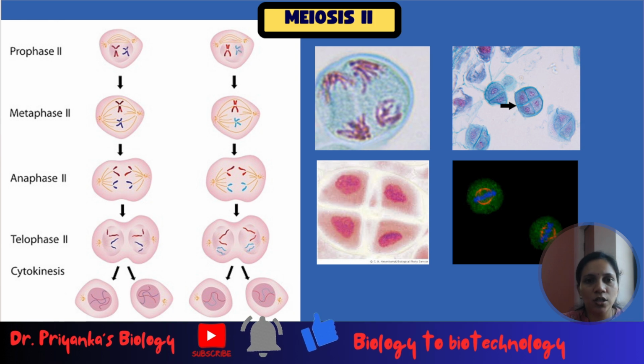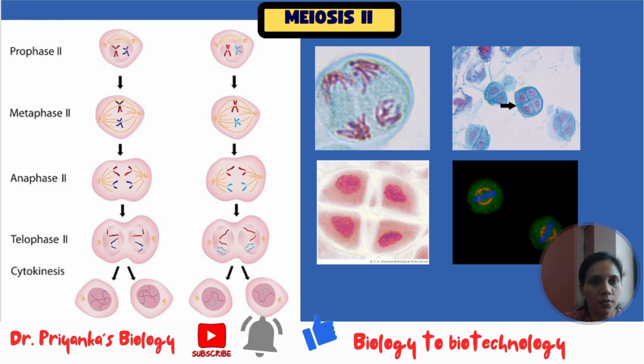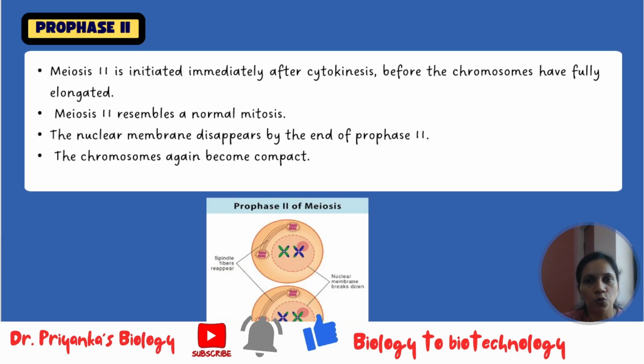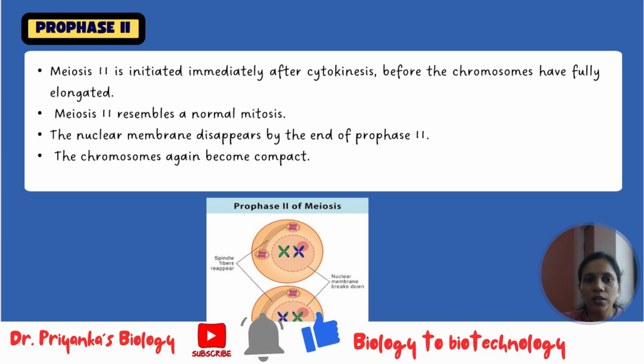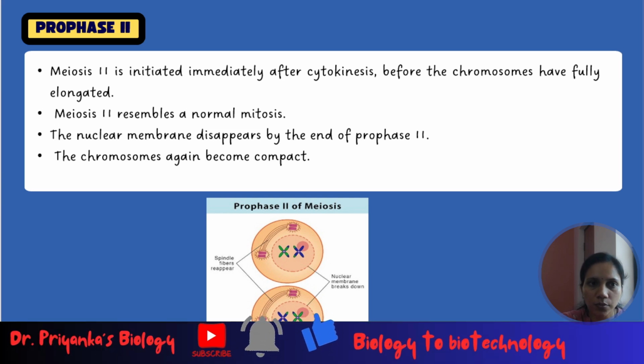This picture is just a representation that the two haploid cells have started the journey of meiosis 2. So let's see what happens in prophase 2 of meiosis 2. Now let's try to compare and correlate it with the prophases of the previous two things that we have studied, that is mitosis and meiosis 1. If you remember, there was disappearance of the nuclear membrane and condensation, or the formation of compact chromosomes. Same thing is going to happen in prophase 2.